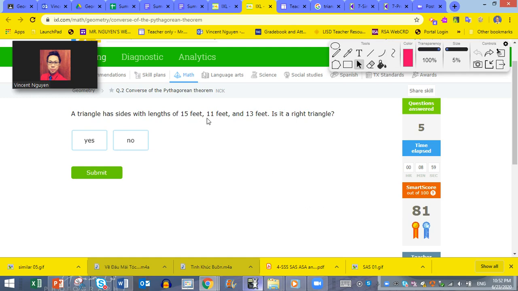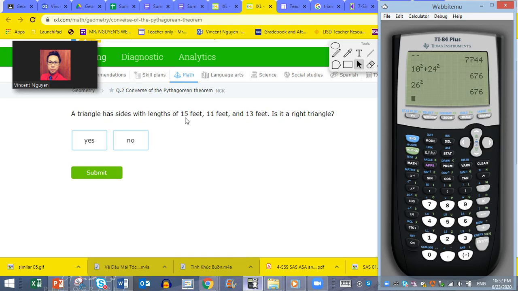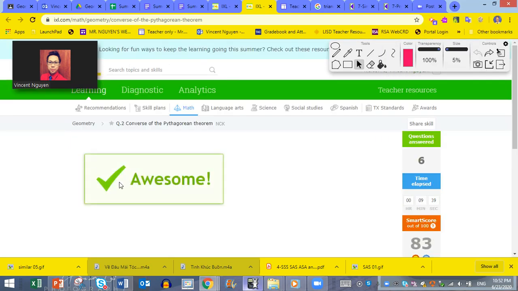Now be careful here. Notice how they put 15 feet way up here, which is the longest side, right? So you always have to look for that. When they're giving you three segments, you have to look for which is the longest segment. So don't fall for their trick. We're still going to do the two shorter ones squared and add together: 11 squared plus 13 squared, and that equals 290. Well, I know 15 squared is less than that, right? So these lengths won't make a right triangle. So no, submit.